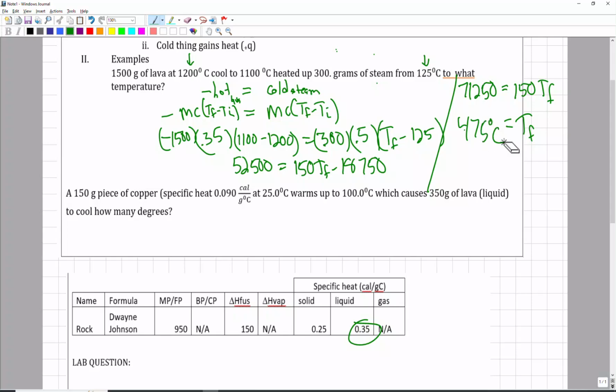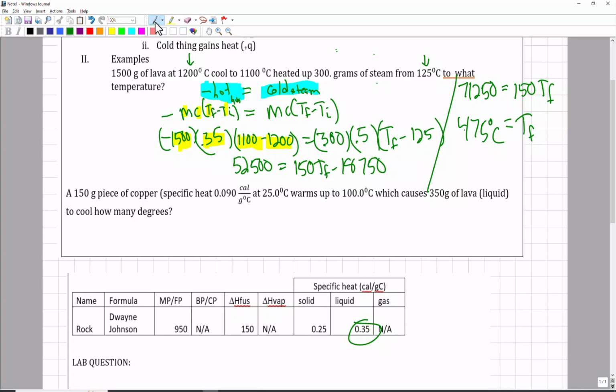degrees Celsius. Okay. So what did I do? Negative hot equals cold. I kept everything on my hot side: mass of hot, specific heat of hot, final temperature of hot, temperature initial of hot, and you just kept them organized and then did math in a handful of steps.